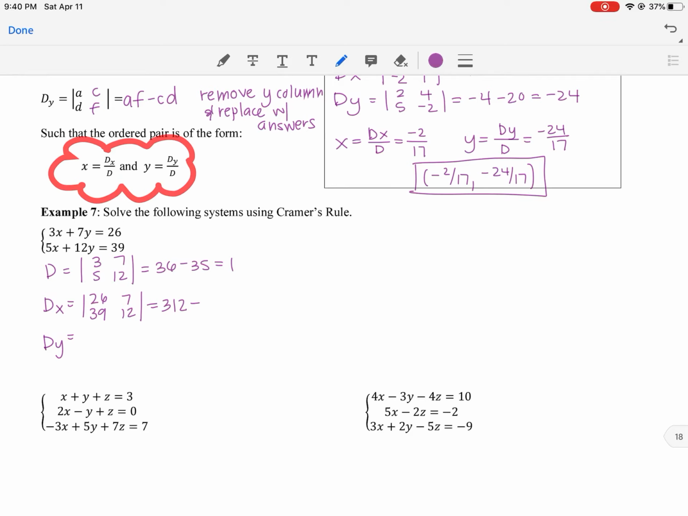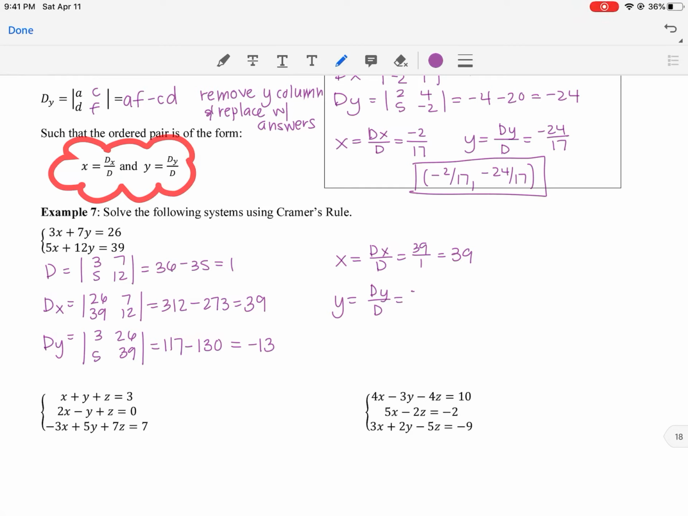26 times 12, grab out a calculator, and you get 312, minus 39 times 7 is 273. When you subtract those two, you get 39. Same thing here, leave the x's, but change the y's to the answers. So we get 3 times 39 is 117. Minus 5 times 26 is 130. And we end up with negative 13.